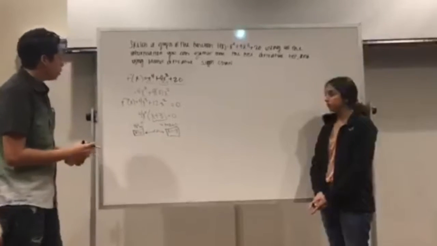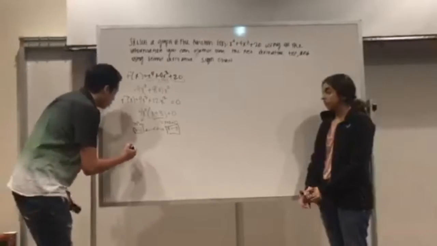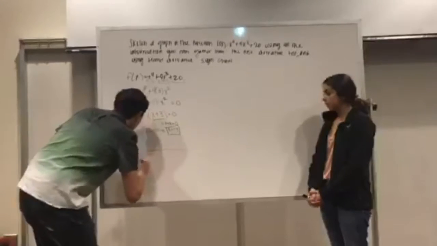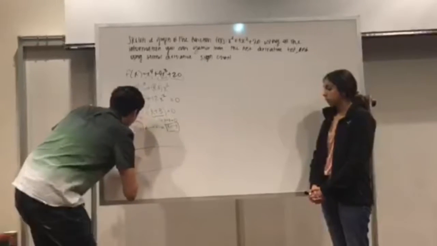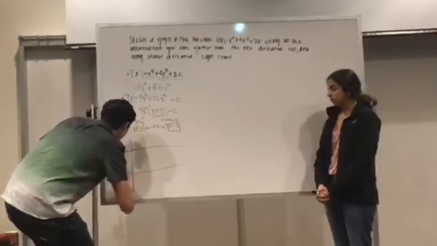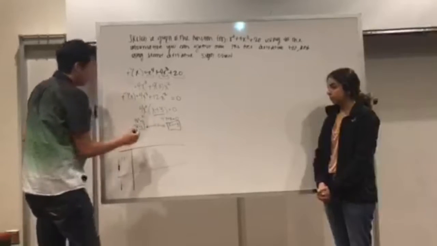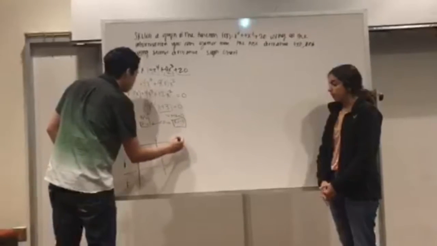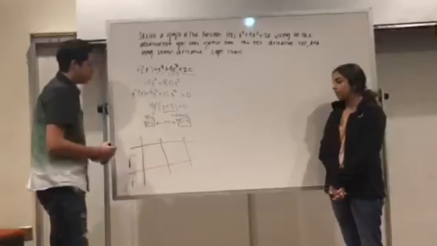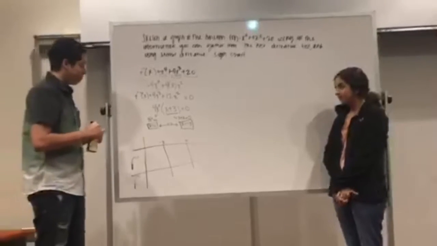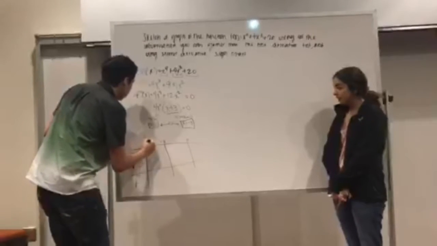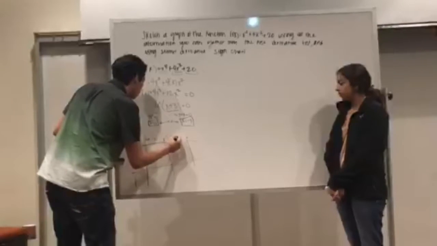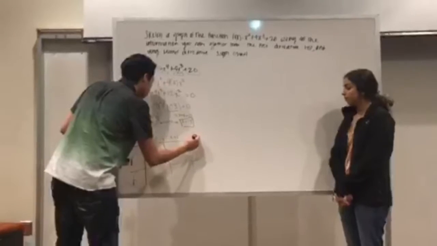After we have found this, we need to make a sign chart. The sign chart looks a little bit like this. F prime on the top and f on the bottom, and then right here negative 3 is our first possible critical point, 0 is our second one, our possible relative extrema. So then here we go, we start from negative infinity to negative 3, negative 3 to 0, 0 to infinity.